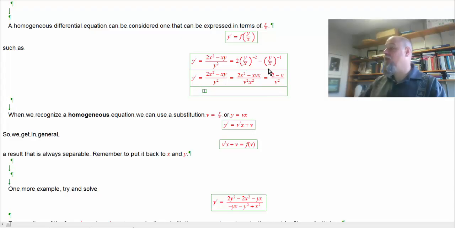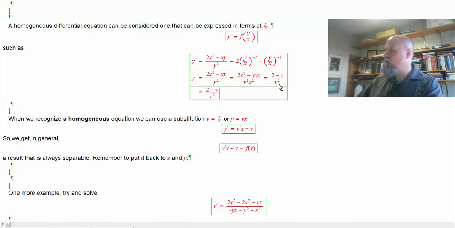All right, but I can't just leave this. I've got this equals a function of y over x, a function of v, but I can't leave this y prime here. Just like in the calculus example we saw, I need to differentiate my substitution. So if y is equal to vx, and v is a function of x, and x is a function of x, if I differentiate v, I get v prime.